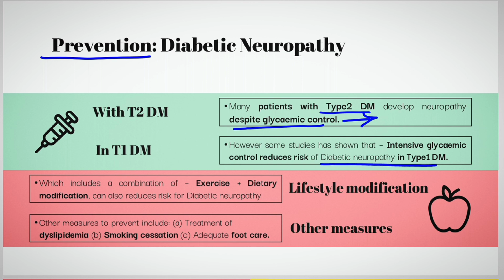The next method is lifestyle modification, which includes regular exercise and dietary modification, which can also lead to a reduction in the risk of diabetic neuropathy. Apart from that, there are some other measures to reduce the risk of diabetic neuropathy, which include the treatment of conditions like lipid disorder, dyslipidemia, the cessation of smoking, and adequate foot care.